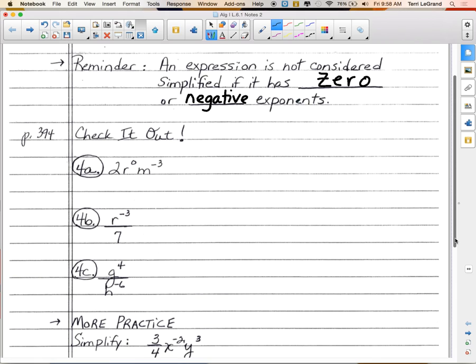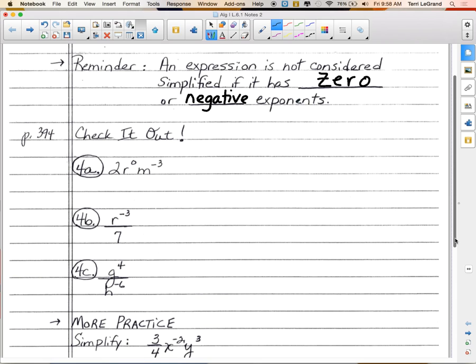What do you suppose 0 to the first power is? 0 raised to the first power is 0. Wonder what 0 to the second power is. 0.